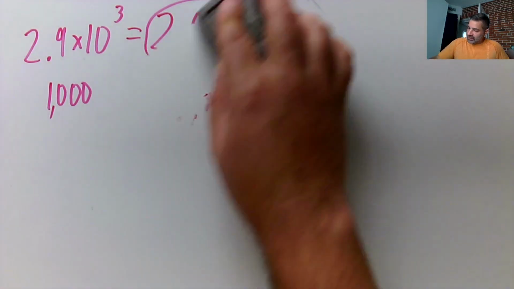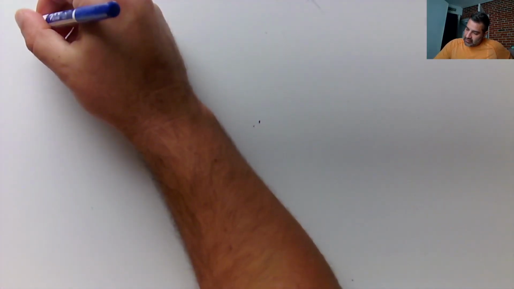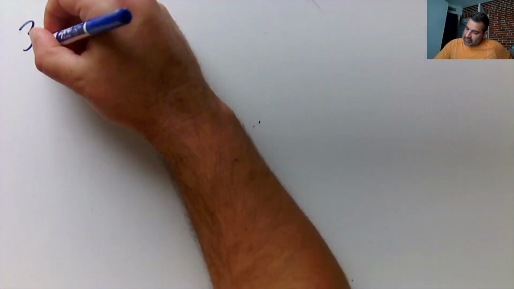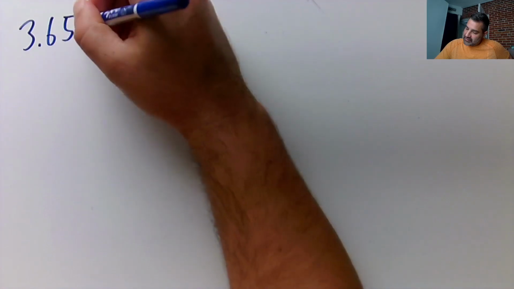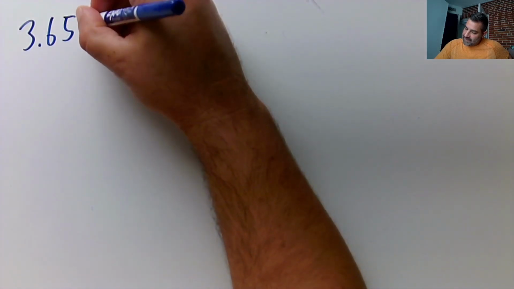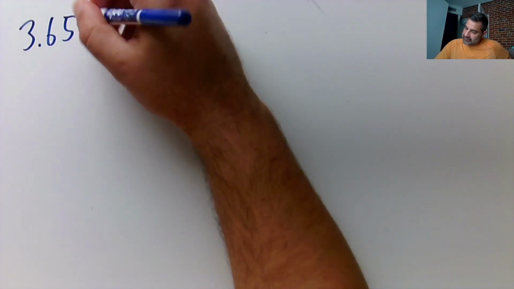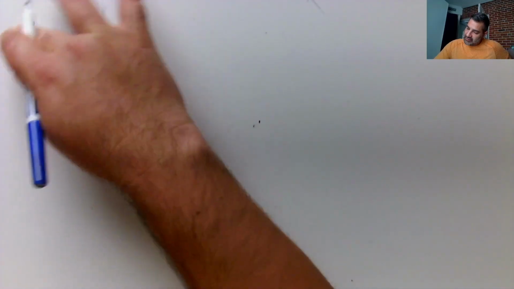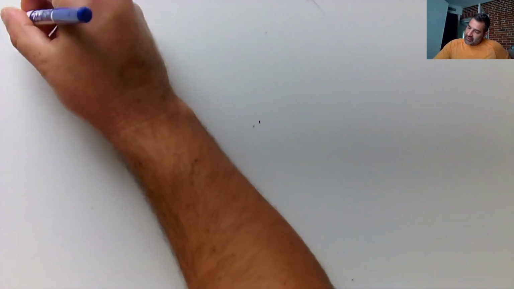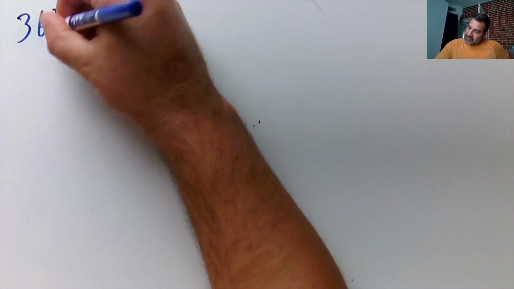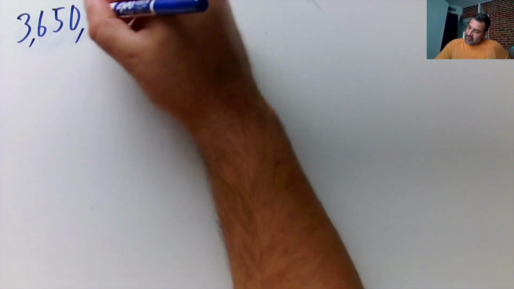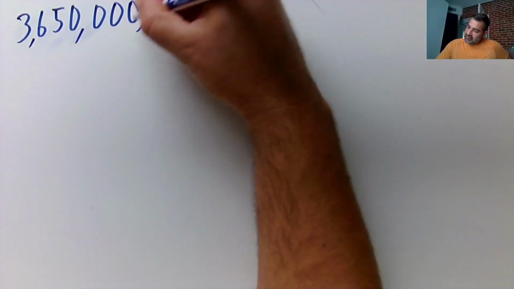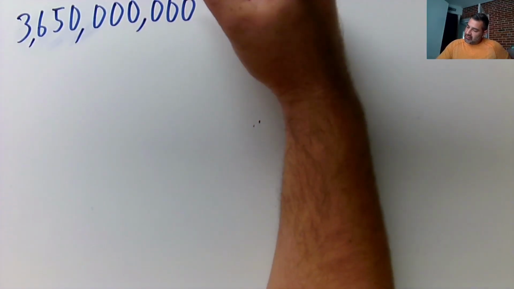Let's do another positive one. We're going to do a positive 3.65. Let's do it the other way. 3.65 0 0 0 0 0 0 0.